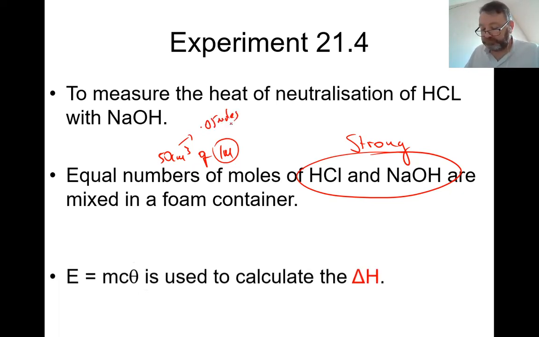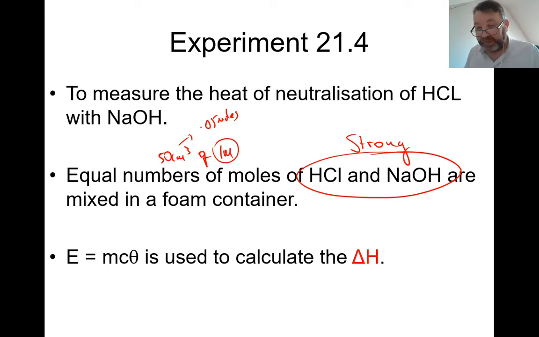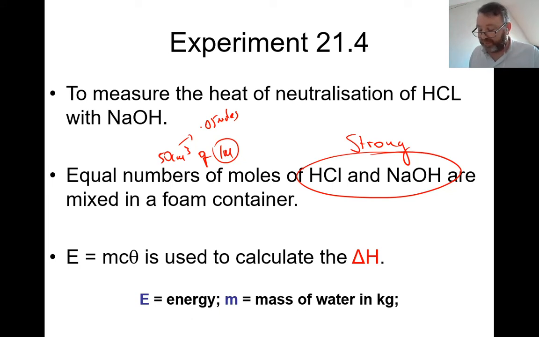Okay? E equals mcθ is used to calculate delta H, the heat change. Okay, so E is energy, m is mass of water in kilograms, and c, as I told you already, is the specific heat capacity. Now, the lovely thing about this question is they have to give you the specific heat capacity. Now, specific heat capacity of what? Well, what's in the beaker after the experiment? If we've added the acid and base together, what have we got? We have water. So it's the mass of water in kilograms multiplied by the specific heat capacity of water, which they will give you, multiplied by the temperature change, which you're going to get on your thermometer.